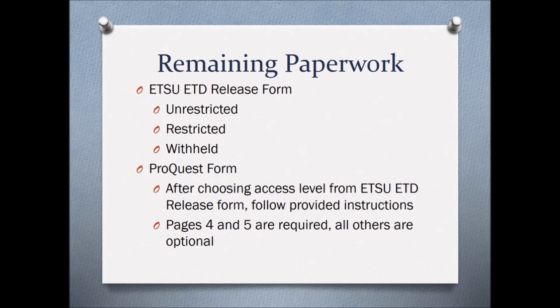The instructions on the checklist will detail, if you have chosen unrestricted, what to do on pages 4 and 5, mostly page 4. If you've chosen restricted, what do you do on page 4? And if you've chosen withheld, exactly what to do on page 4 and why. So read through those instructions. If there are any questions about the instructions, please don't hesitate to email me.